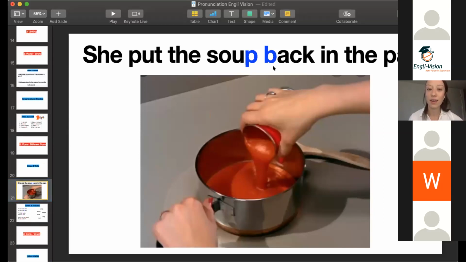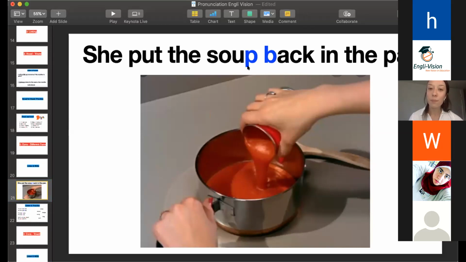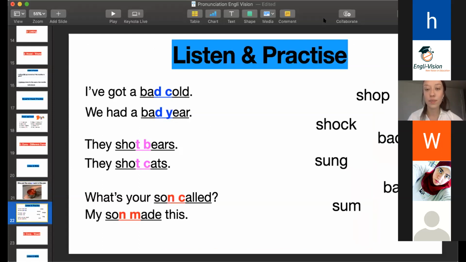Okay, have a look. Soup back. But when the consonants are together, this word sounds different. It doesn't sound like soup. Soup back. It's hard to recognize the correct word. When we have consonant to consonant together, the first word changes a sound. So, have a look here. I will read the word and you tell me, what does it sound like?